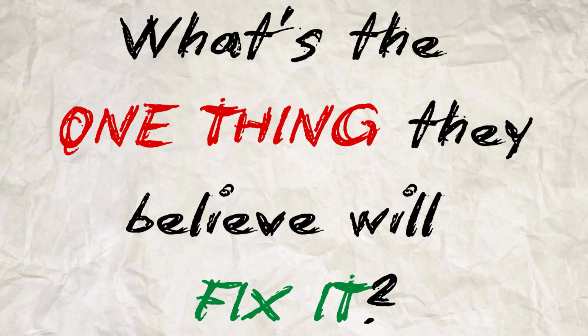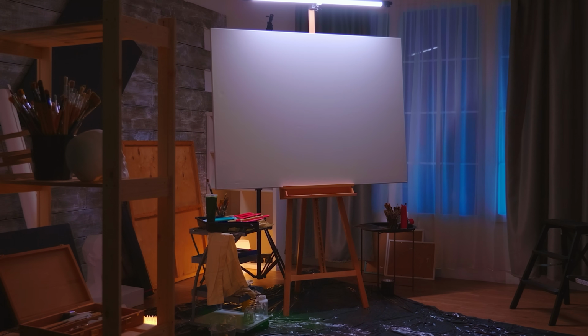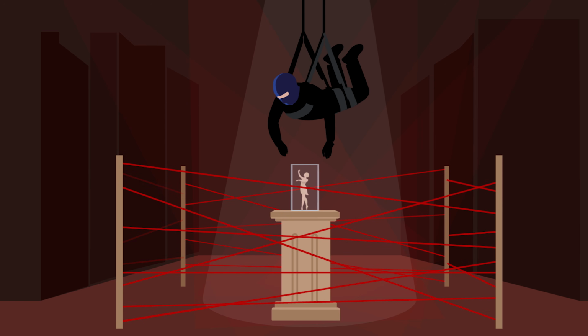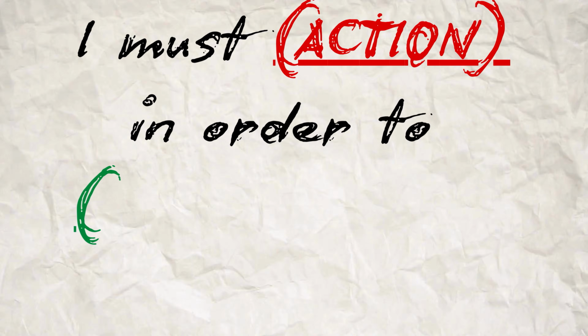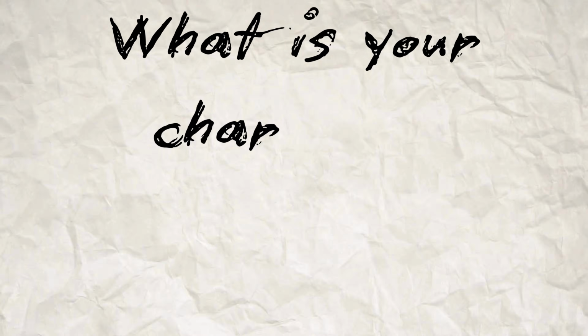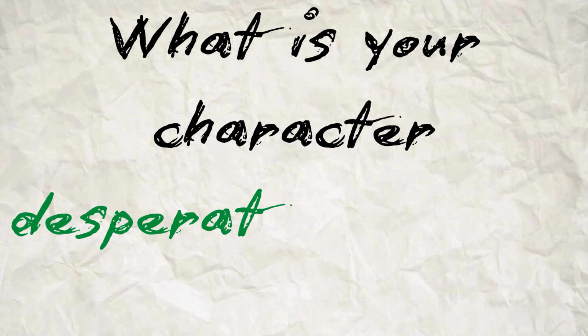So let's try it out. That fear could be being seen as ordinary. So the fix would be committing a spectacular headline-grabbing crime. Instead of that, you could also use the in order to formula. Basically, I must blank action in order to blank prove my lie, prevent my fear. So to go deeper, ask yourself with me, what is your character desperately running from? What are they also desperately running toward?